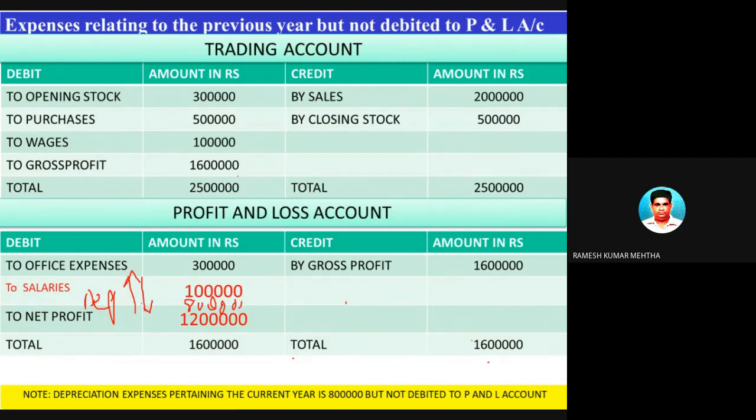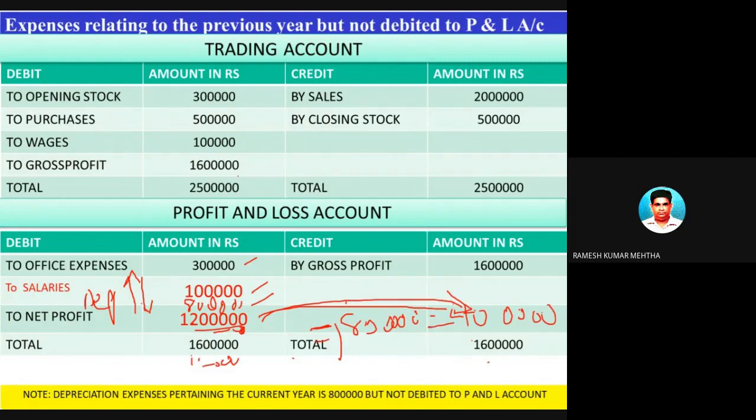So what will happen to the profit? See, 3 plus 1, 4. 4 plus 8, 12. 16 lakhs minus 12 lakhs is 4 lakhs. So the old profit was 12 lakh rupees. Now the new profit is 4 lakh rupees. So what should be done? We have to deduct from this old profit of 12 lakhs, we have to deduct 8 lakhs, to arrive at 4 lakh rupees.